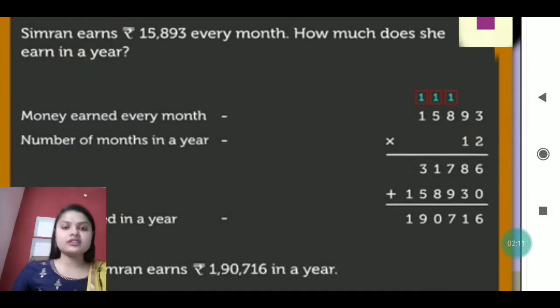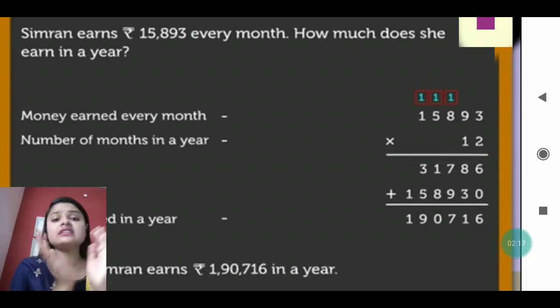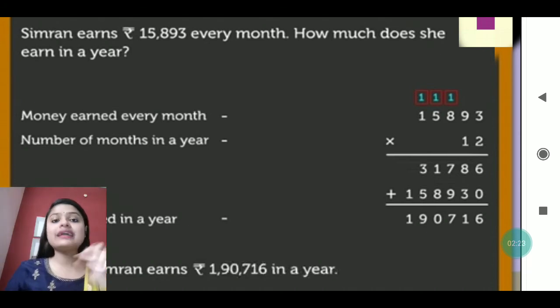So you can see, dear students, that here one question is there. The name given is Simran. Simran is a girl who is earning some amount every month. In a year, what is the total earning of Simran? If in 1 month my earning is 15,893 rupees, how much will I earn in a year?